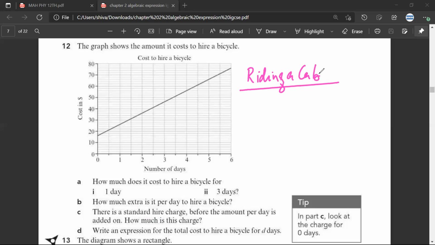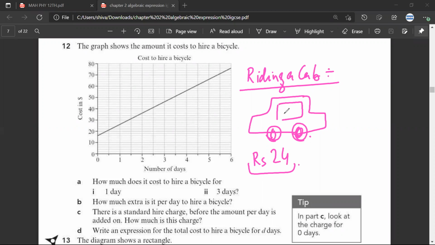Arman, have you ever taken a cab? Yes, sir. So do you know that when you get into the cab, there is a minimum price that has to be paid? Yes, sir. What is the price? 22, I think. Mr. Satya? 24.